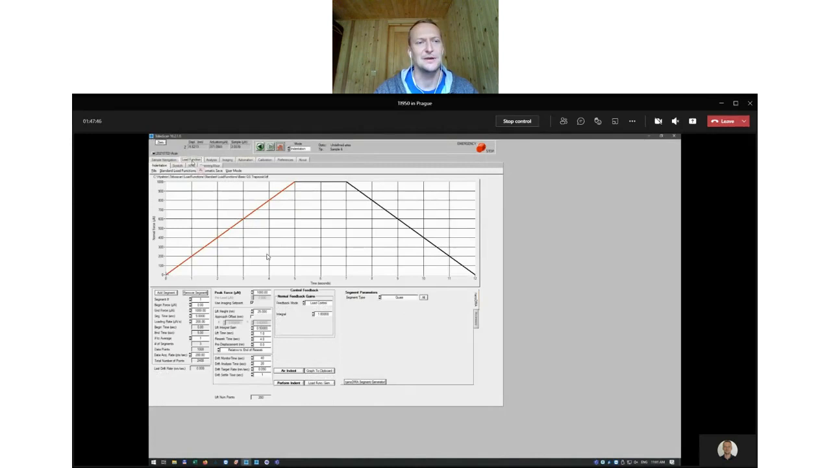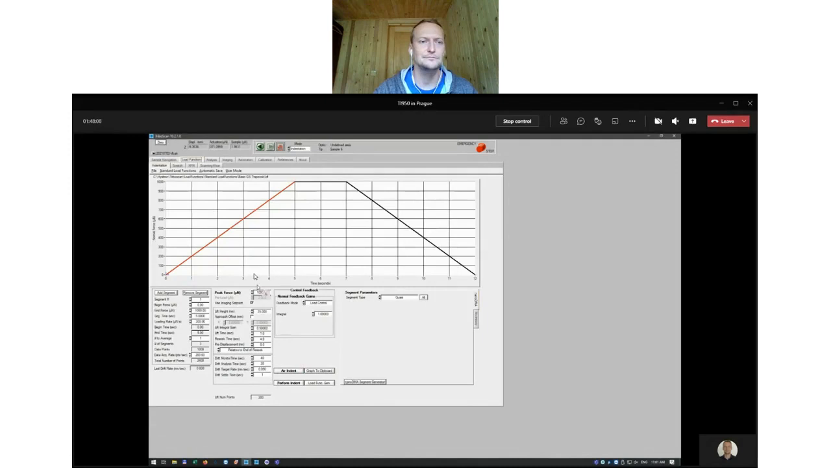Now let's look at the load function. I'm going to use the simplest one. We call it trapezoidal. It has a load segment, hold segment, and unload segment. I'll do both load and unload segments in 5 seconds, and then I have 2 seconds for hold. So it's confirmed that the load function is correct.